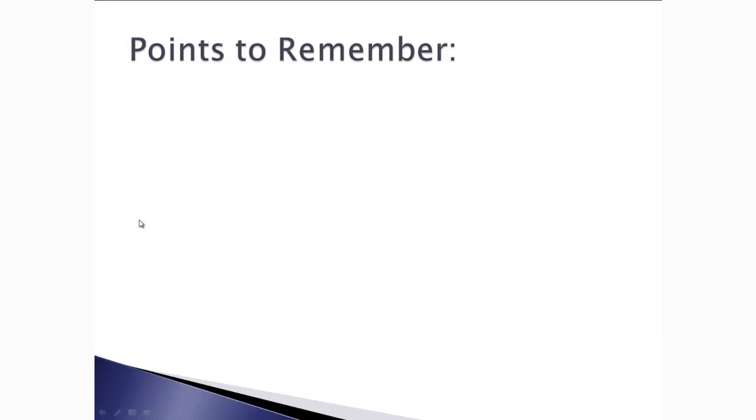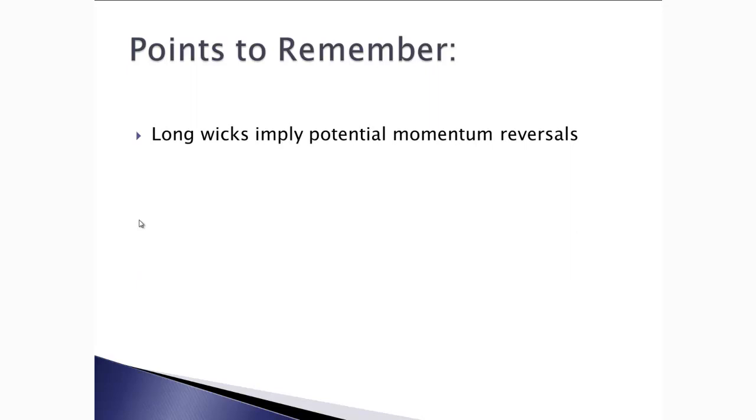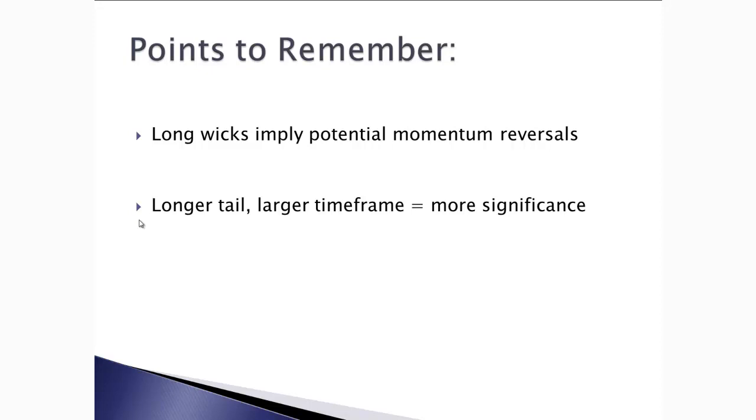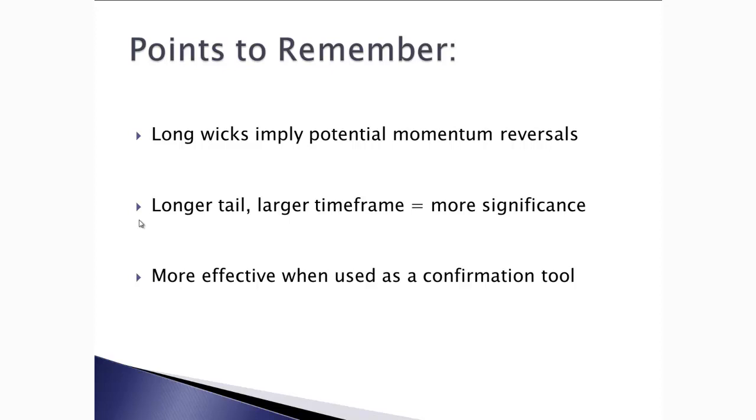The points to take away from this lesson are: long wicks on candlesticks offer valuable information by implying potential momentum reversal areas. The longer the tail and the larger the time frame, the more significant it is. Candlestick analysis is much more effective when used in conjunction with other forms of analysis. They are great to use as a confirmation tool.